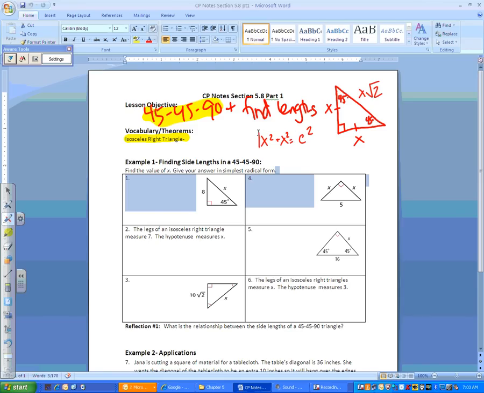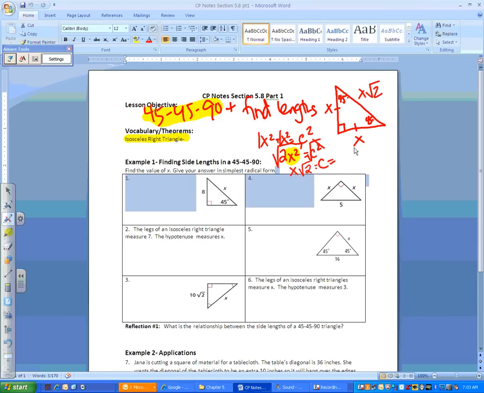So what is 1 plus 1 going to be? That's 2x squared equals c squared. And then what you have to do is square root it. Well, if you square root to get c by itself, the square root of x squared is just x, so this one comes out of the radical. And the square root of 2 gives you a decimal, so we're going to keep it in the radical. So the hypotenuse is always going to be x radical 2.